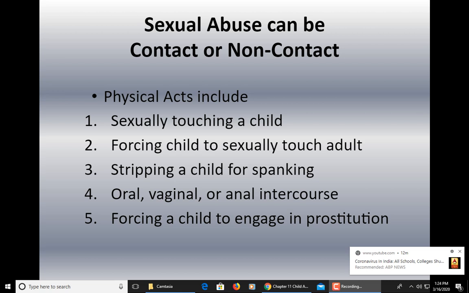Now, let me just say this about oral intercourse. The technical name would be fellatio. The vast majority of contact sexual abuse cases I had as an investigator involved the male putting his penis in the mouth of a child. That was the most common contact type of sexual abuse I experienced as an investigator. Now, forcing the child to engage in prostitution, obviously there's sexual contact there as well.